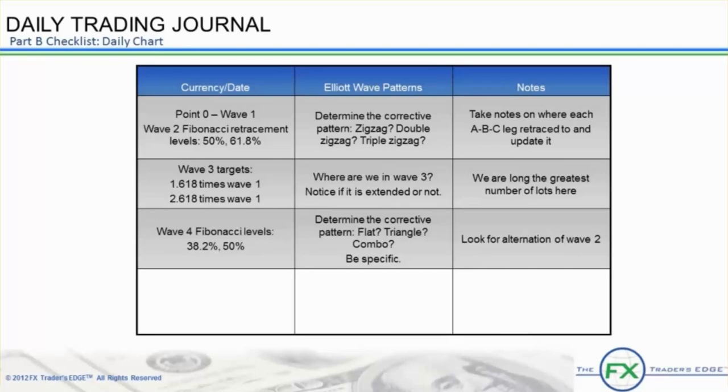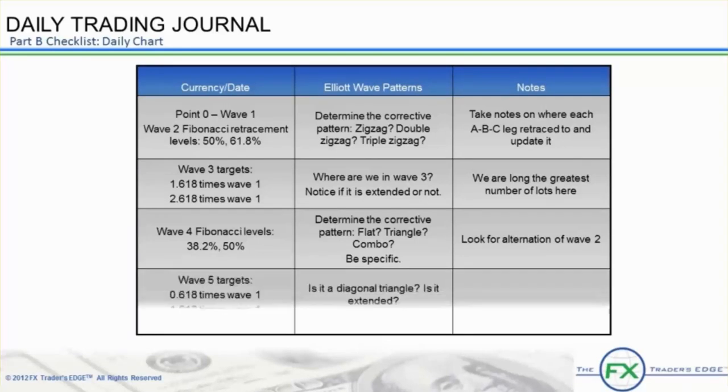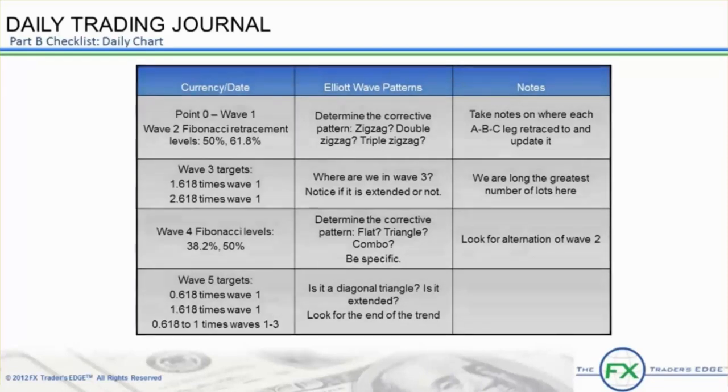Don't forget to look at alternation and the type of corrective pattern it is. Is it a flat, a triangle? Be specific. And for wave 5, it is very important to calculate the targets using the 5-wave sequence as well as the internal subwave 5 count. Also, look at whether it is a diagonal triangle, extended, or truncated. This is the determining point for the end of the trend, or point T. This is where you will take your profits and start to look for trading the new trend.